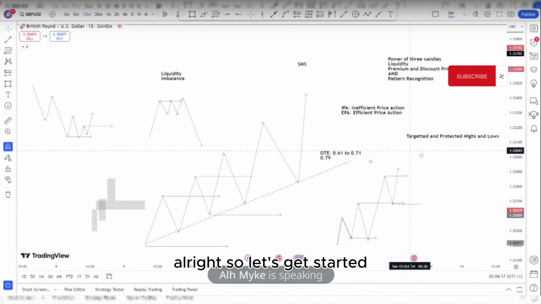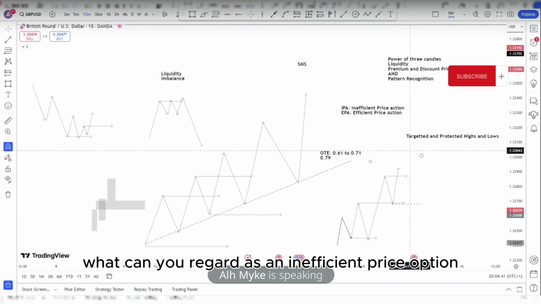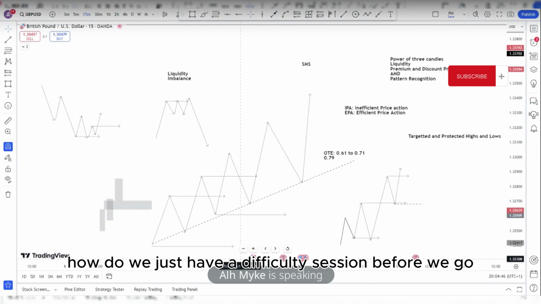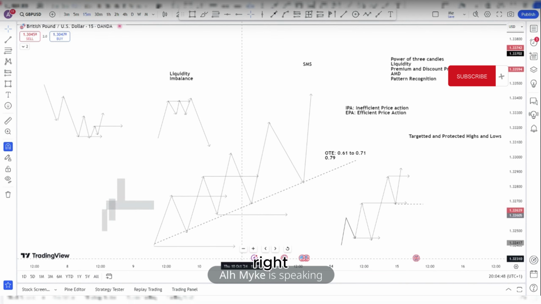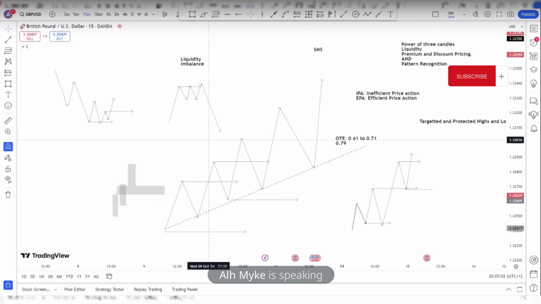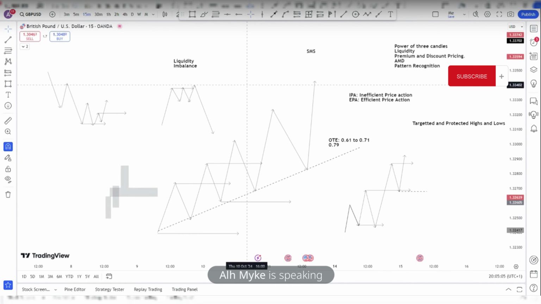All right, so let's get started. So from the class yesterday, I said, what can you regard as an inefficient price action? I want us to just have a brief interactive session before we go on. Right? So from the class yesterday, what can you identify? To your knowledge, what do you think an inefficient price action is now? Someone should answer, please. Emmanuel.